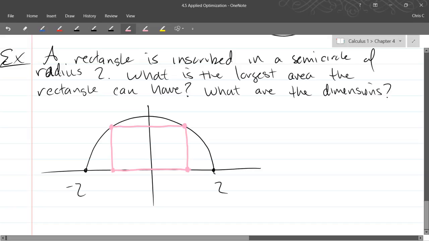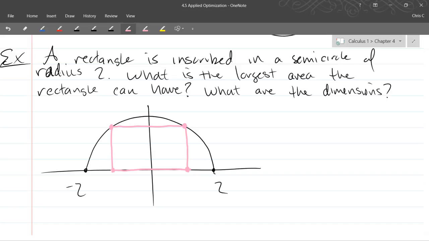So we're going to go all the way to touch the semicircle. Otherwise, go further. The rectangle has to be in the semicircle. Okay, so we're going to take the points to literally be on the circle. Well, if it didn't have to be inside, it would be an infinite area. So if there were no restrictions.